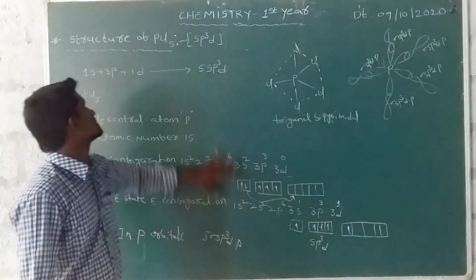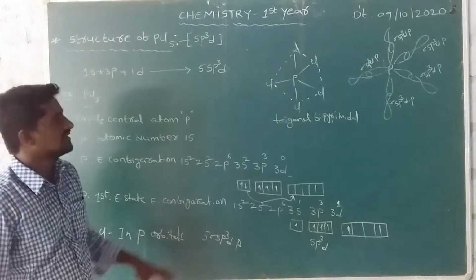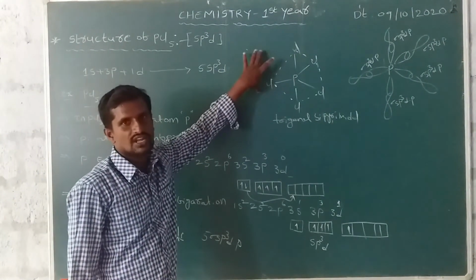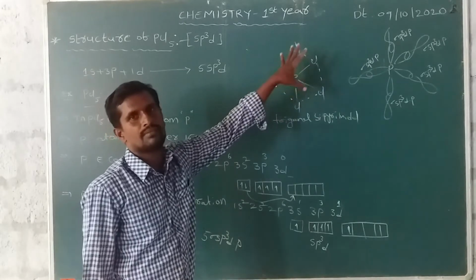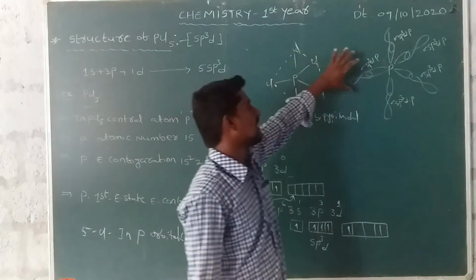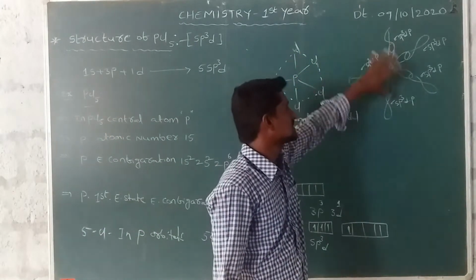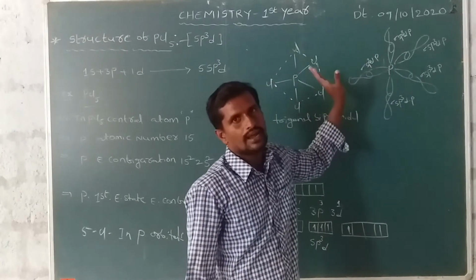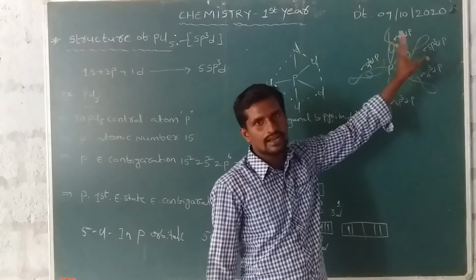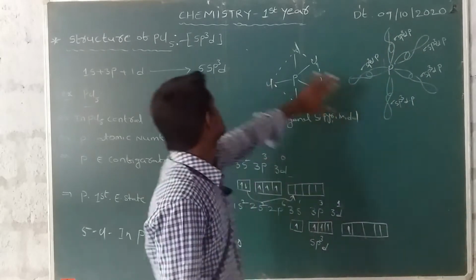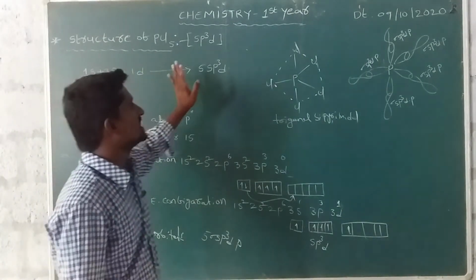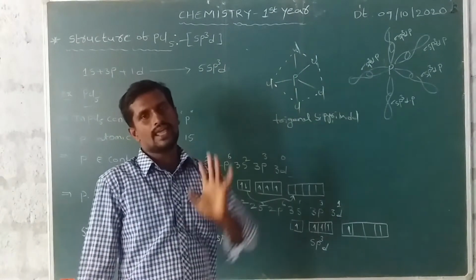This is the structure of PCl5, the general structure. The shape is trigonal bipyramidal. This is the orbital shape, the orbital structure. This is also sp3d hybridization and trigonal bipyramidal structure. This is the structure of PCl5, or explain the sp3d hybridization.